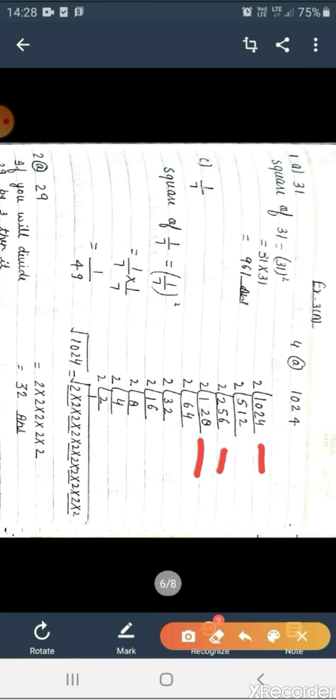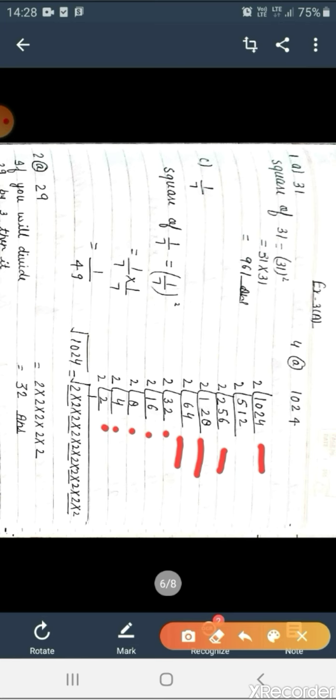So 1024. 2 5s are 10, 2 1s are 2, 2 2s are 4. 2 2s are 4, 2 5s are 10, 2 6s are 12. 2 1s are 2, 2 2s are 4, 2 8s are 16. 2 6s are 12, 2 4s are 8. 2 3s are 6, 2 2s are 4, 2 1s are 2, 2 6s are 12, 2 8s are 16. 2 2s are 4, 2 1s are 2.